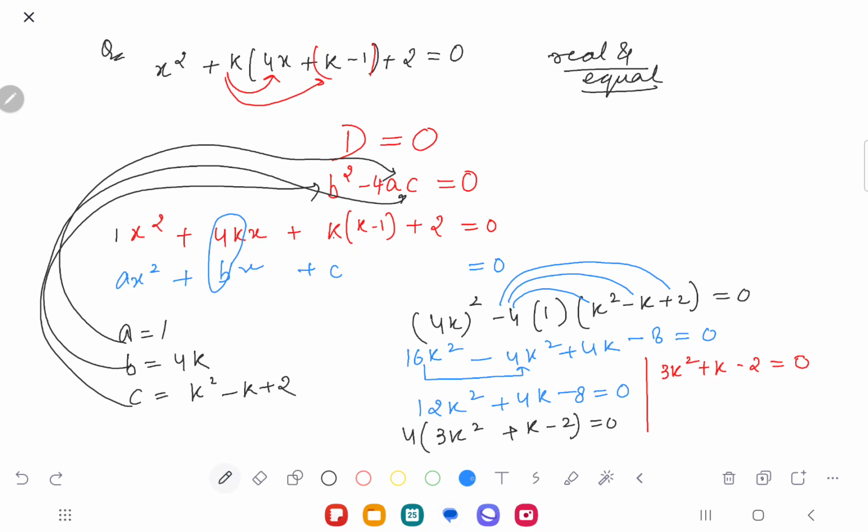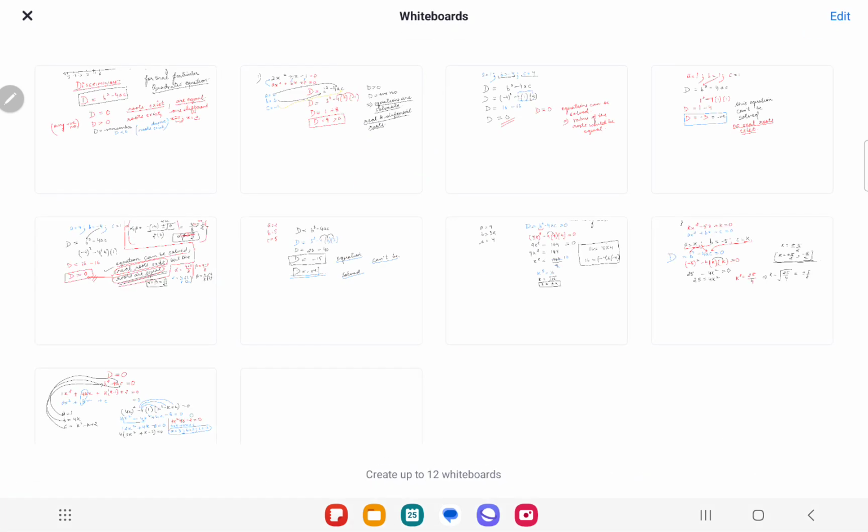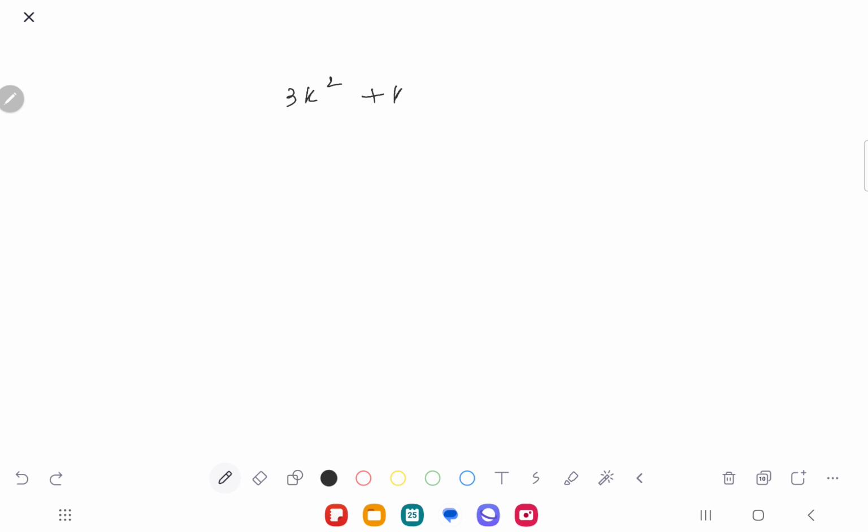And what would that be? Tell me. So again, let me compare it with what? Ax square plus bx plus c. But here my variable is k. So a would be 3, b would be 1, and c would be minus 2. Okay? And let's just solve this. So we have 3k square, b is 1, c is minus 2. So if you compare it with ax square plus bx plus c equals to 0, I will have a as 3, b as 1, and c as minus 2.